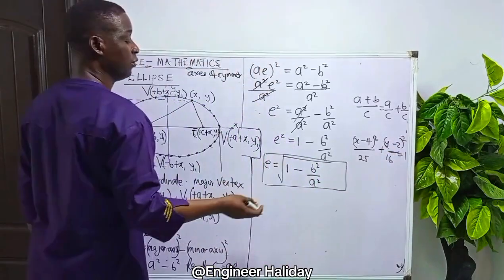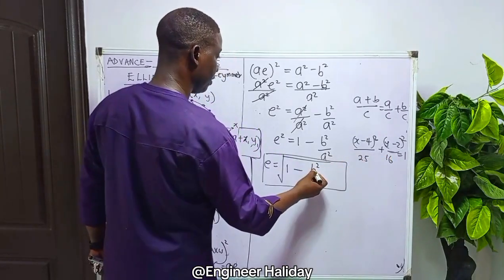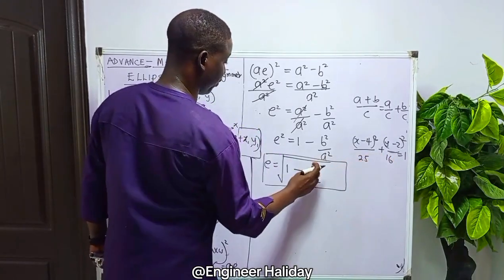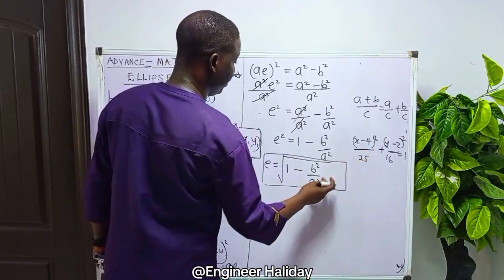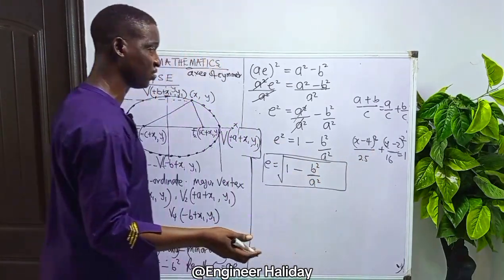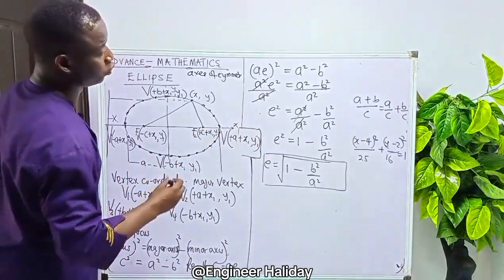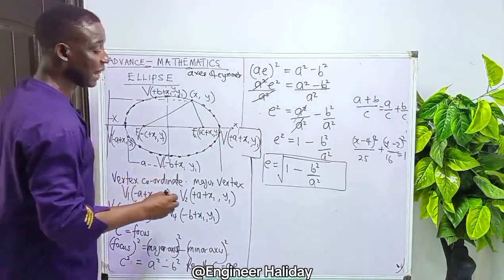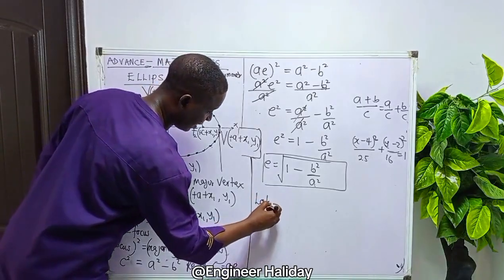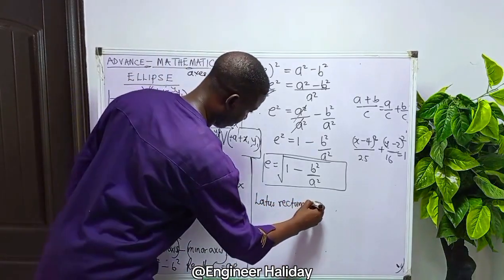So what you just need to do is take your 16 here directly, that is b square, then a square is 25. You just take it, then you find your eccentricity. That is the essence of this formula. Another thing again that we need to know is what? The latus rectum of the ellipse.